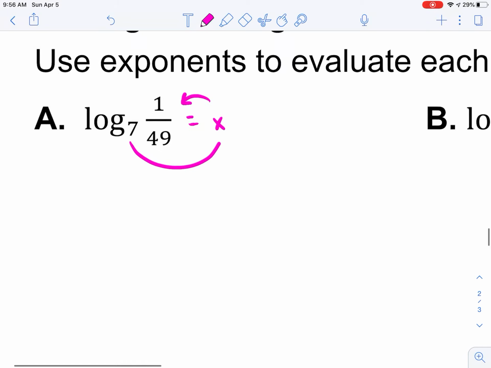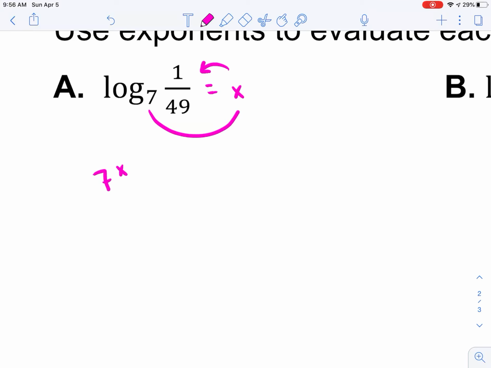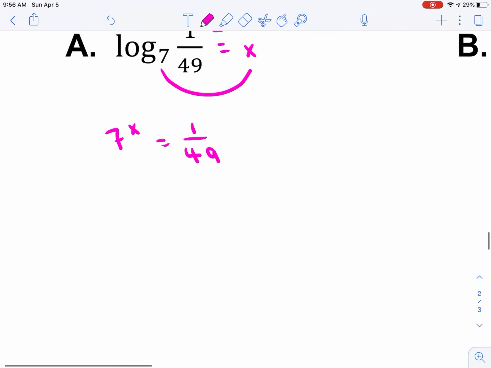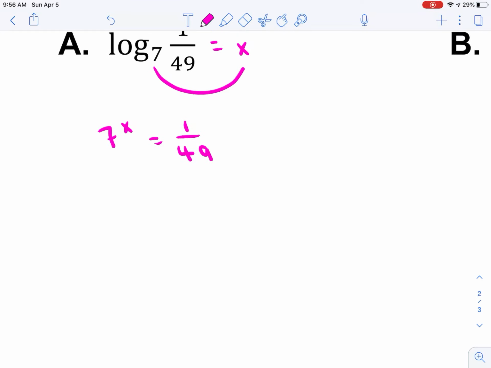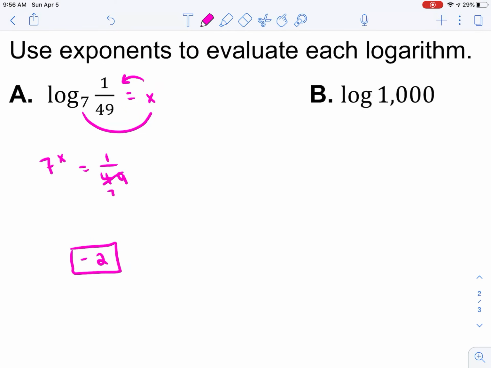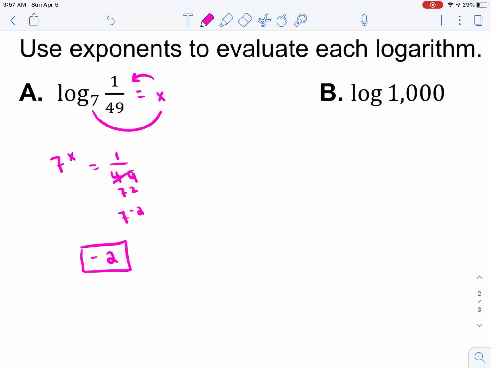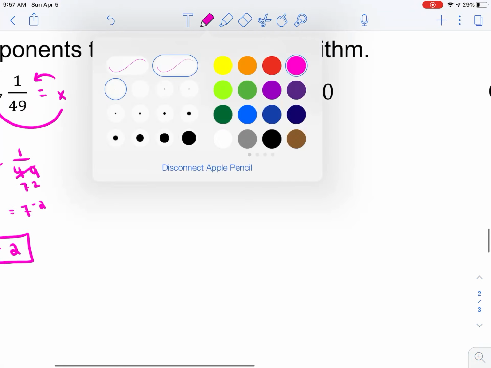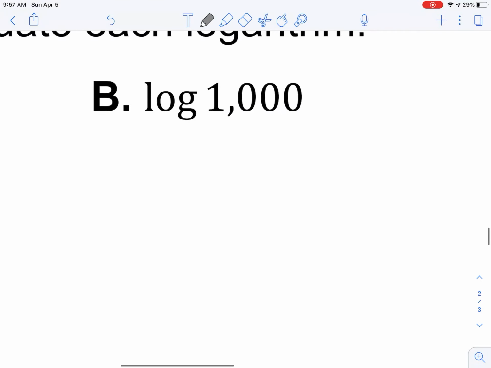We're thinking 7 to what power is 1/49? So either get the same base or just think 7 to what power is 49? That's 2. And then because we want the reciprocal, x has to be equal to -2. Okay, or alternatively, 49 is 7 squared, but remember we need to use a negative exponent since we want the reciprocal of that to get the same base.